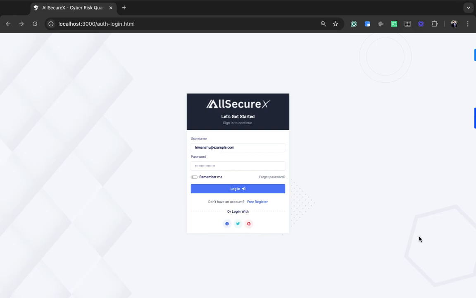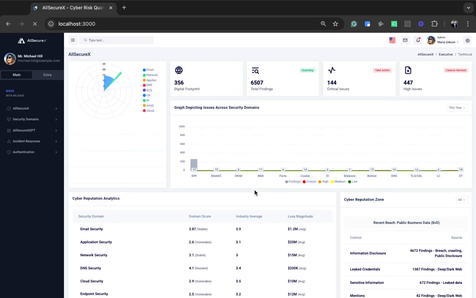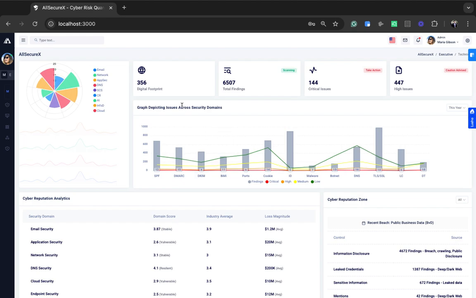Let me just take you to the walkthrough of our demo. We're gonna enter the email address here, the password, and we're gonna press on login. Once we are here, we can see the dashboard over here.